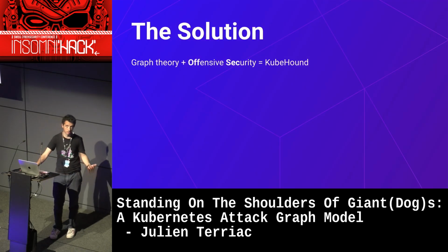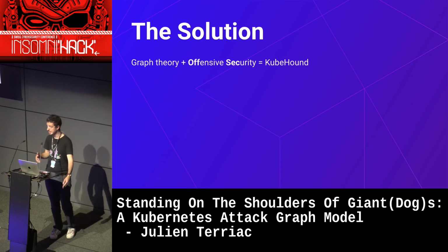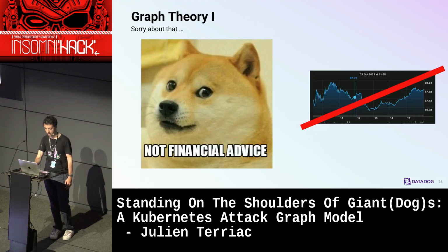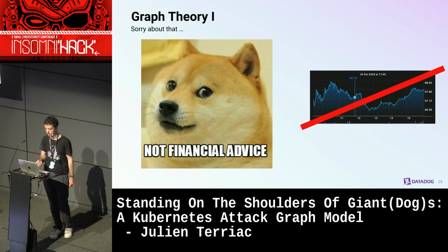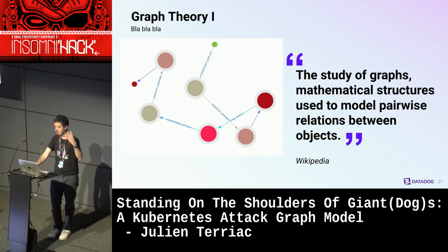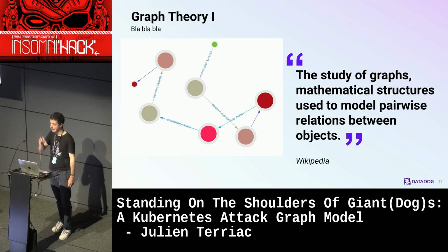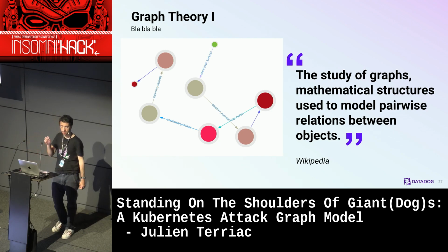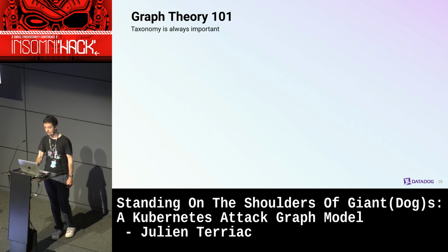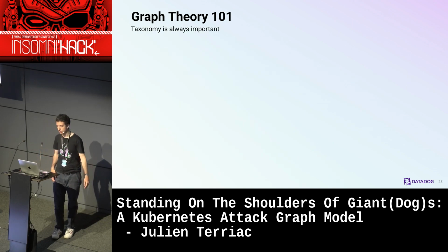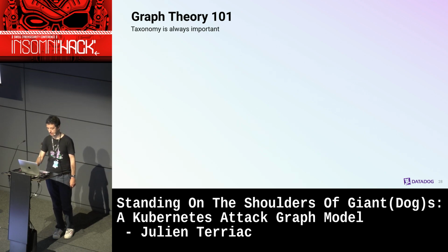So, the solution to this problem. You got a sneak peek of it already. First, I'm going to talk about graph theory. Well, it's not going to be any financial advice from graph theory. It's mostly how to have relationships between objects. That's really the main thing, and that's what we want to do. Again, I'm sorry, I'm going to do some taxonomy here just so we are all on the same page.